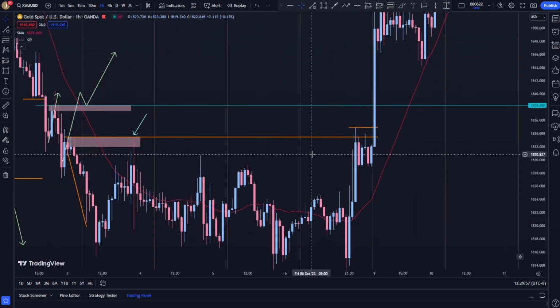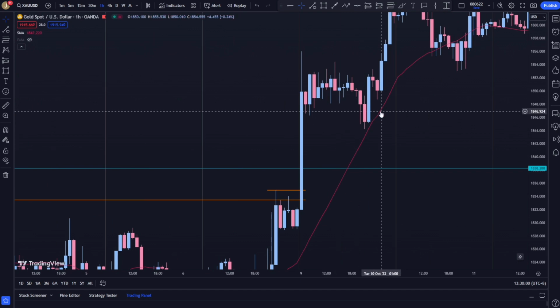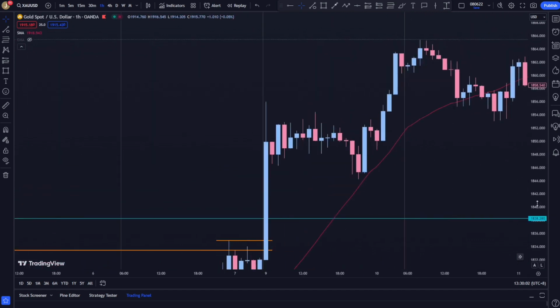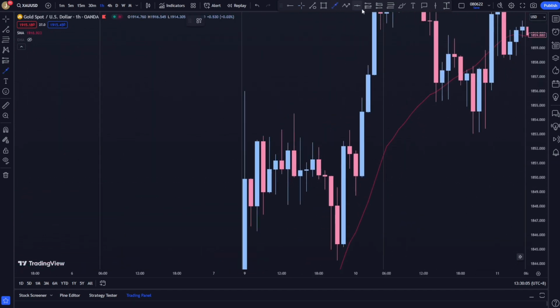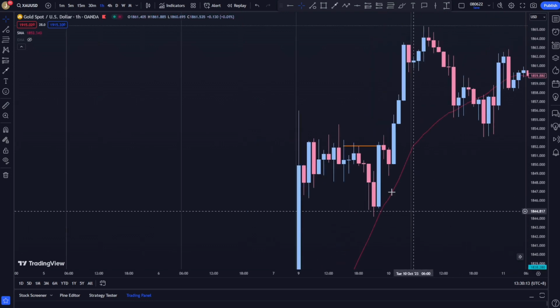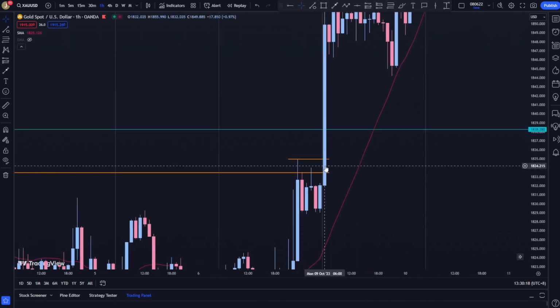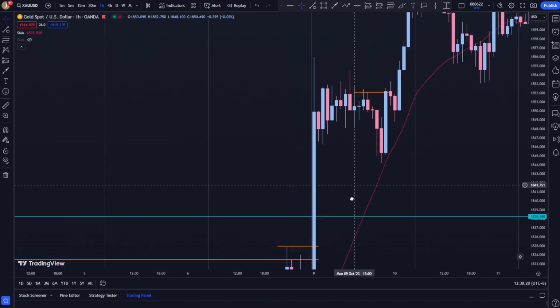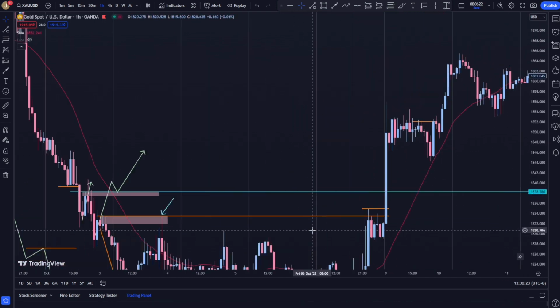So to illustrate this point, what we should see is this. See here, a closure, then you consider this as a break, right? But if it just wicks and then closes below this line, what you want is a second candle breaking above and closing above that wick. Then you can consider this as a bullish move, right?